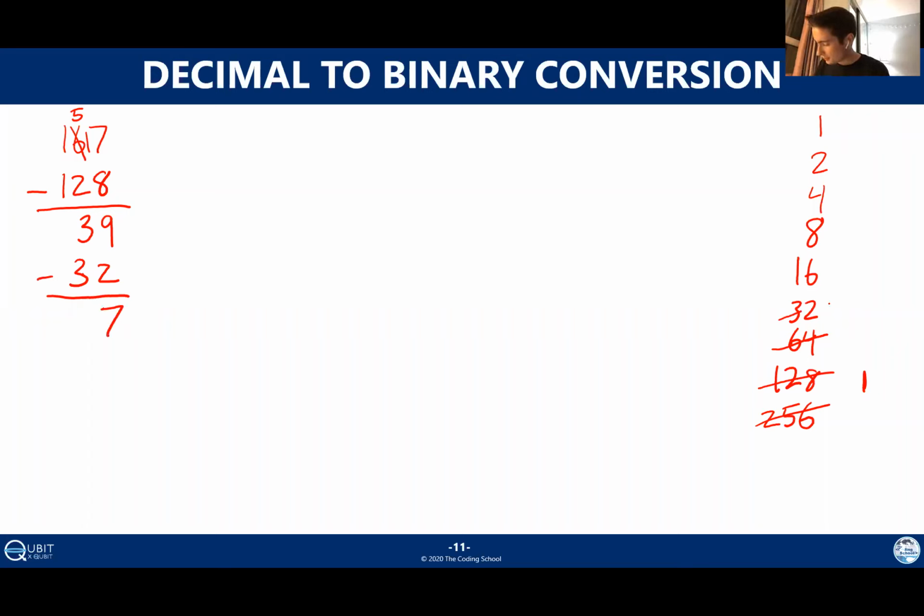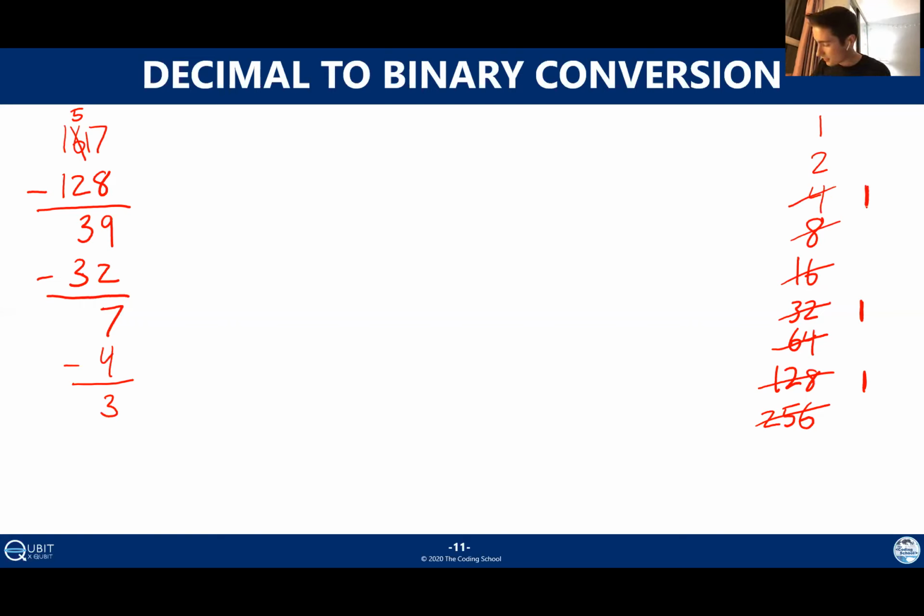Okay, so we're done with 32. I'm going to write a little mark to say that I subtracted that one. Keep going. 16 exceeds 7, so I just cross it off. 8 exceeds 7, I just cross it off. 4 is the next value, so I'm going to go ahead and subtract that off.